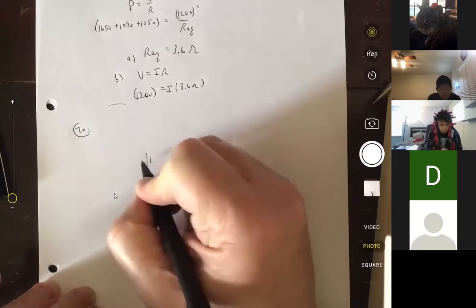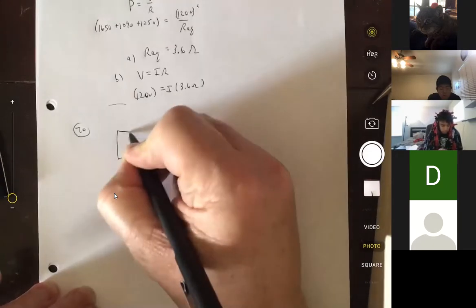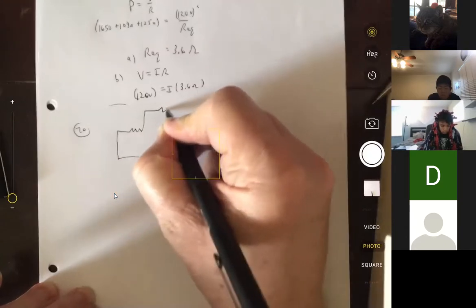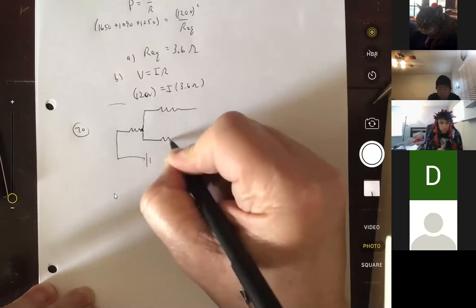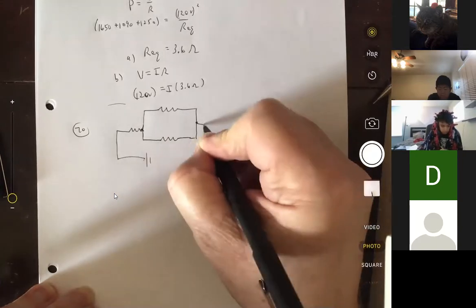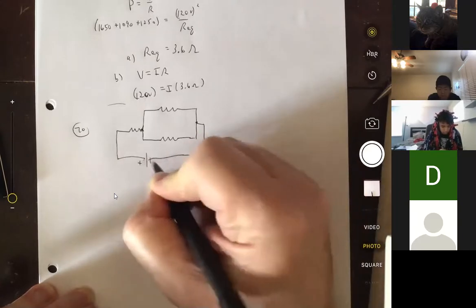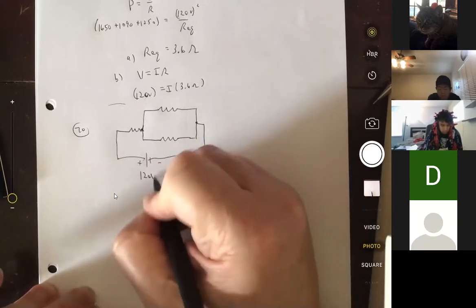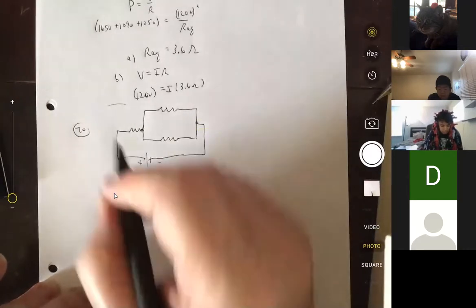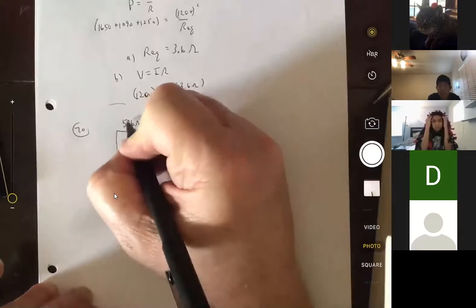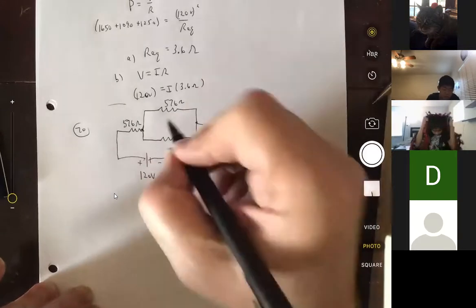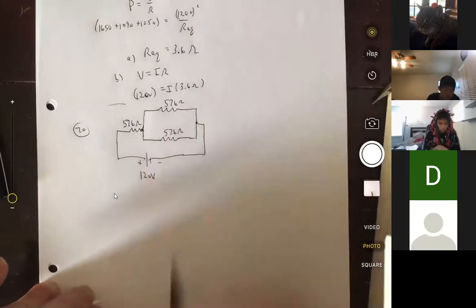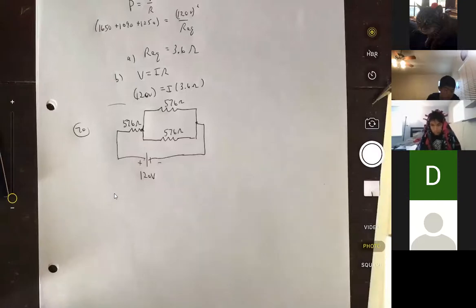All righty, so step one, of course, is to make an actual schematic. Okay, they tell me that this is 120 volts DC, and they tell me that this is 576 ohms. This is 576 ohms. And they're all the same.